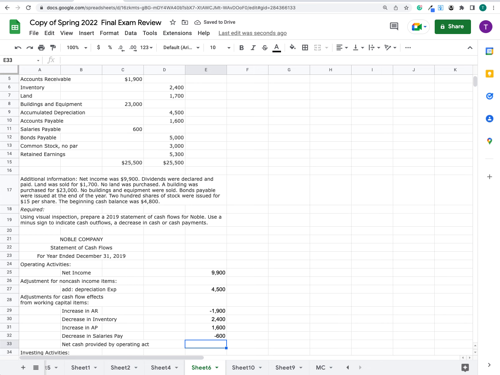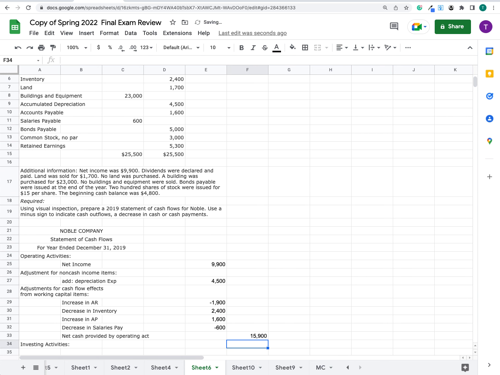Okay, so then we have the net cash provided by operating activities, which will just be the sum from net income all the way down. So equals sum, open parentheses, and we get 15,900.